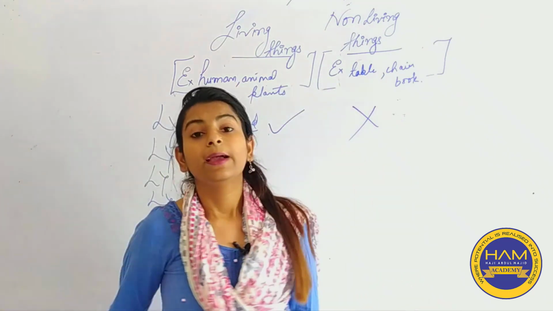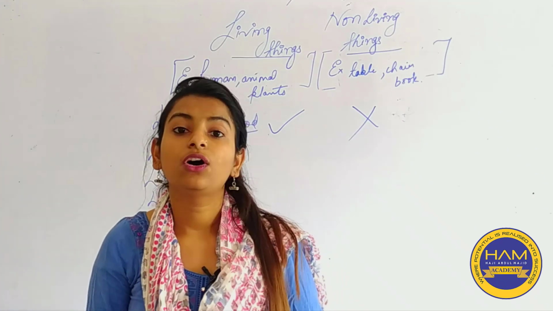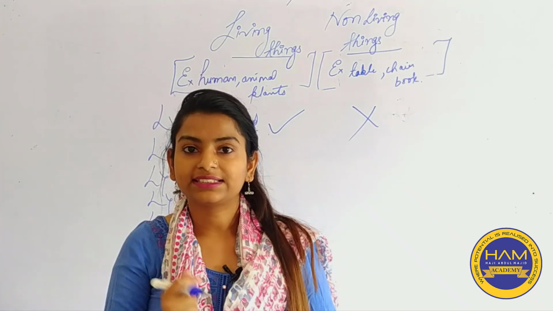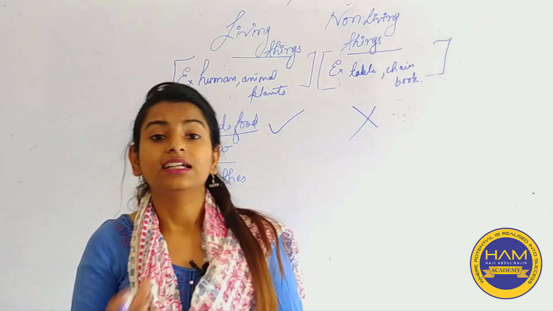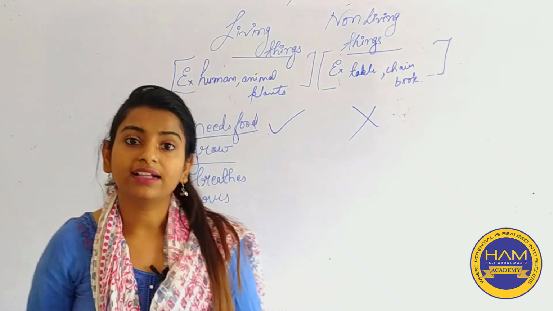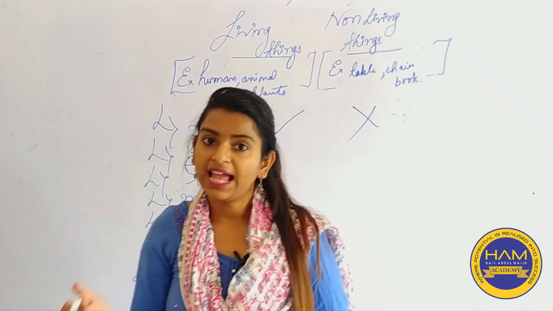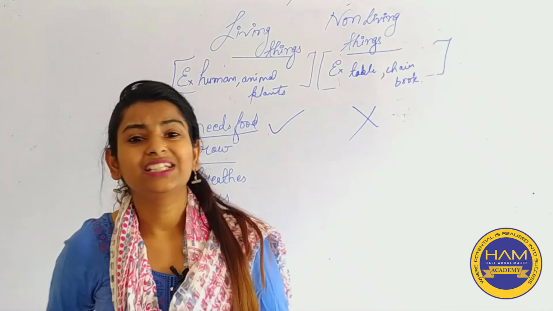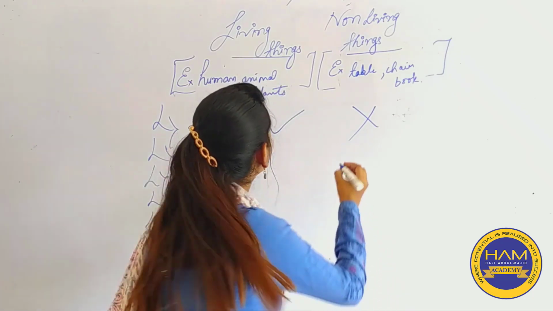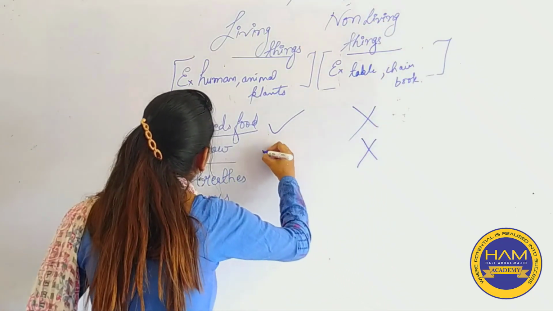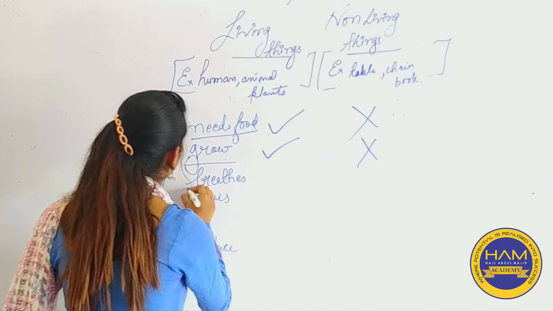Living things grow. Be it animal, plant or human, they grow. For example, a young boy grows into an adult man. A sapling grows into a plant and a chick grows into a hen. So living things grow, but a chair doesn't grow. So non-living things can't grow and living things can grow.